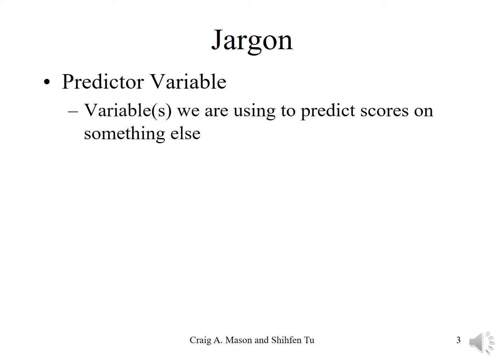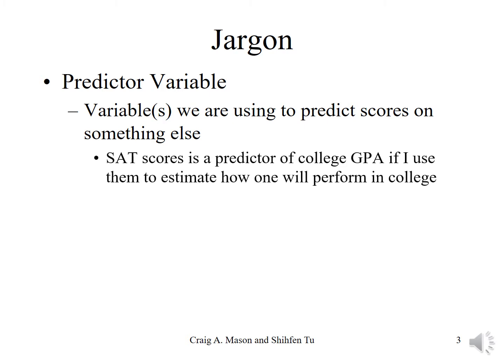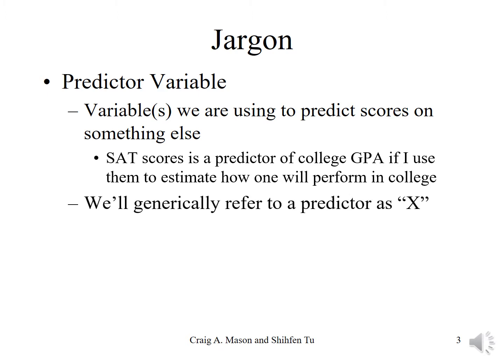First is the predictor variable. That's the variable that we are using to predict someone's score on something else. For example, if I'm using student SAT scores to estimate or predict their college GPAs, student SAT scores would be the predictor variable. Now, we typically use the letter X to generically refer to predictor variables when we don't have a specific real-world example. So you'll see X used a lot in formulas.